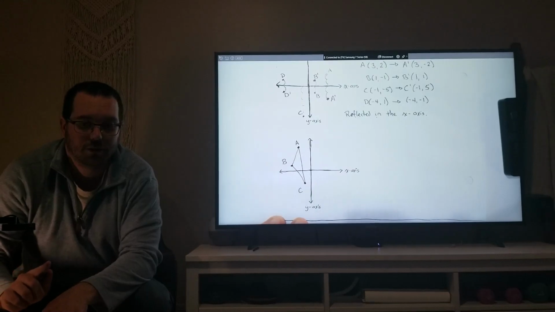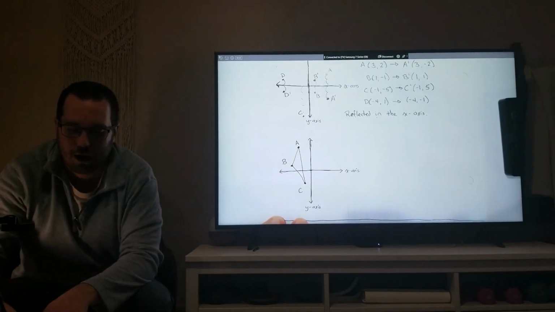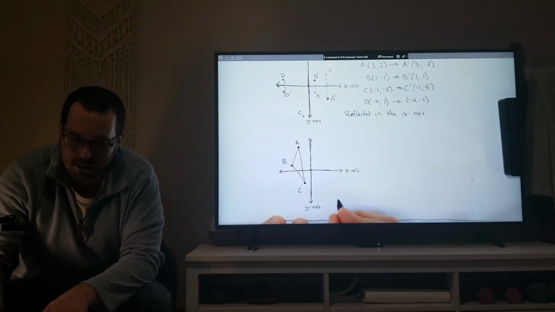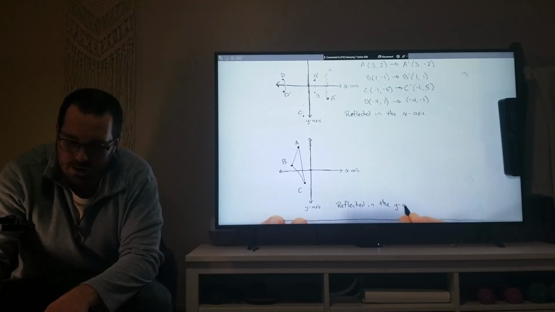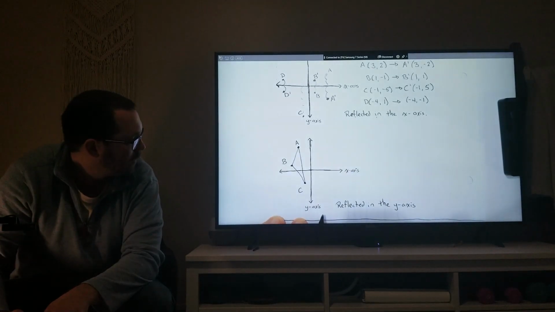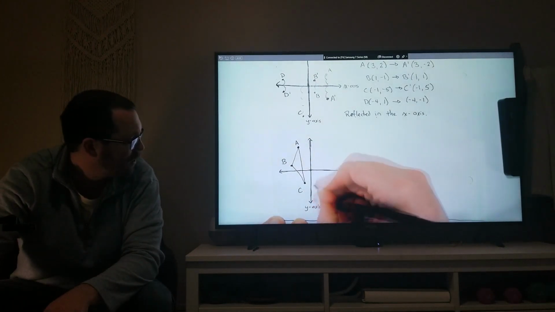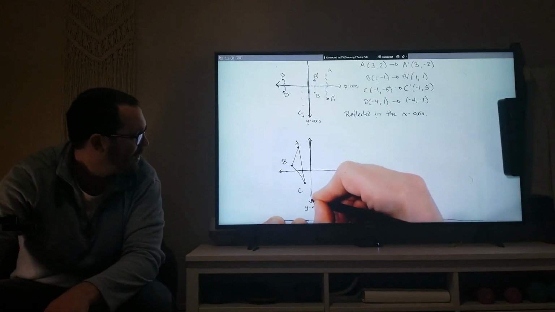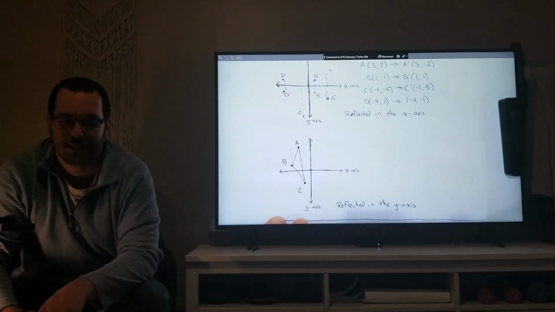So now that we have a triangle, it doesn't change how we solve the question. The difference here, though, is instead of reflecting in the x-axis, we're going to try reflecting this one in the y-axis. Okay, so that means that this line here is now going to be our mirror line. That's the line that we are trying to figure out how far away the point is from.